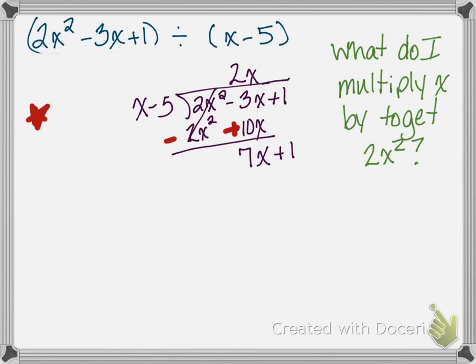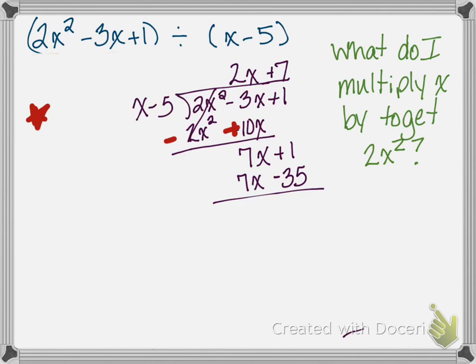And I ask myself, what times x is 7x? And the answer to that is plus 7. So now I say 7 times negative 5 is negative 35. 7 times x is 7x.